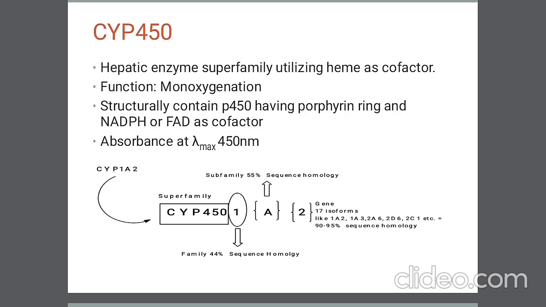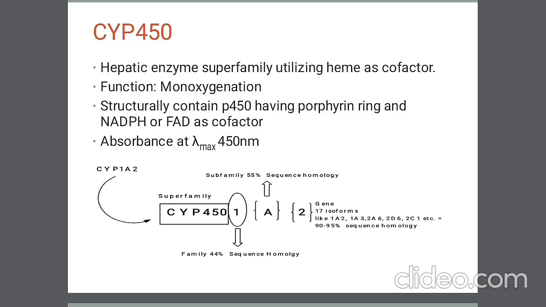Now how are these cytochrome P450s named, or what is the nomenclature of cytochrome P450 in general? This is a very brief introduction to the nomenclature of the CYP family. For example, as mentioned here, CYP1A2. Here CYP450 or CYP stands for superfamily. The 1 indicates the family, having 44% sequence homology.